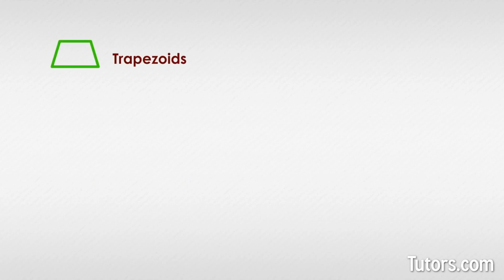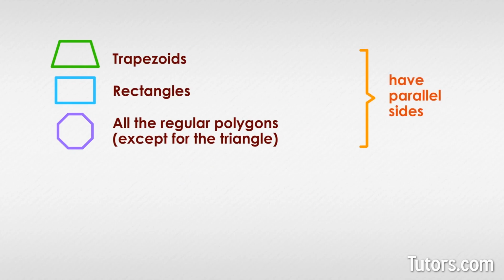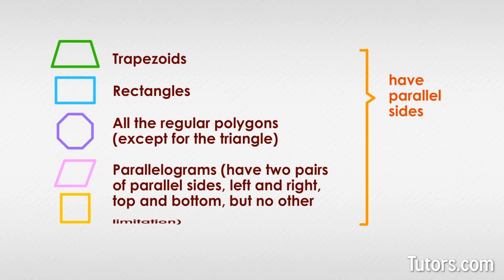We know that trapezoids, rectangles, and all the regular polygons, except for the triangle, have parallel sides. One other shape has parallel sides, the parallelogram. The parallelogram is named for its property of having two pairs of parallel sides, left and right, and top and bottom, but no other limitation.